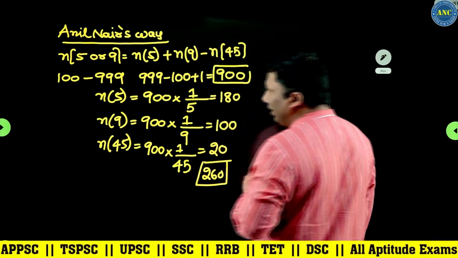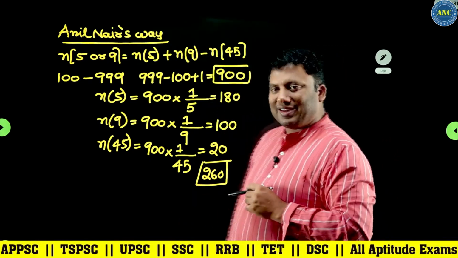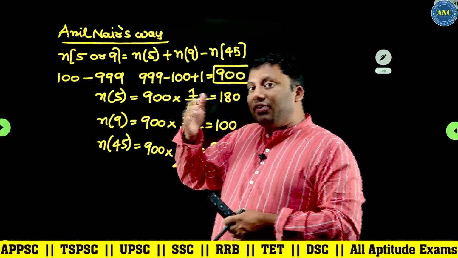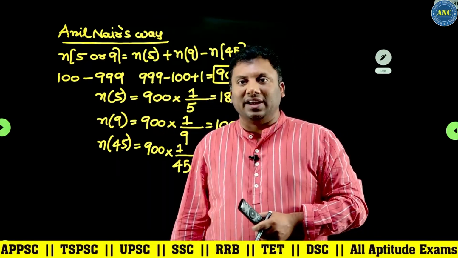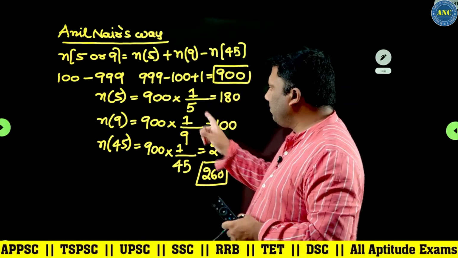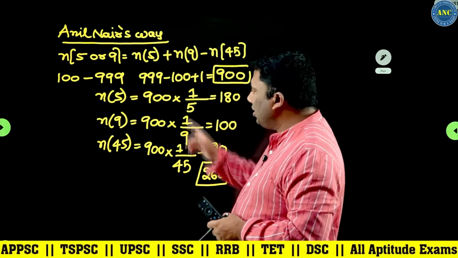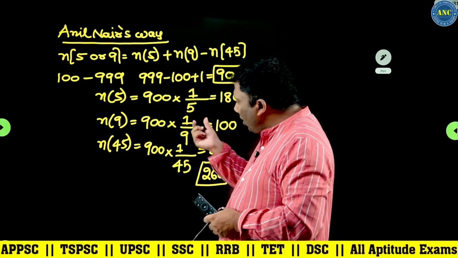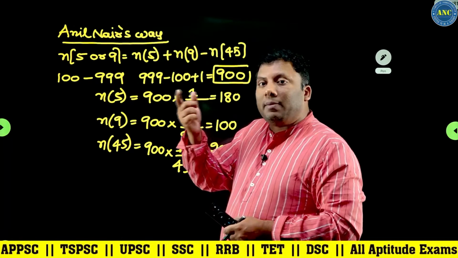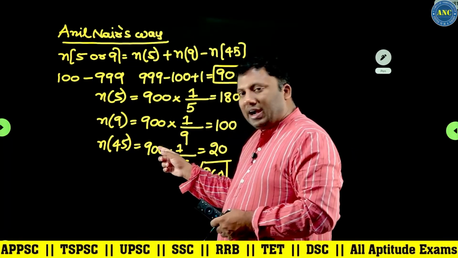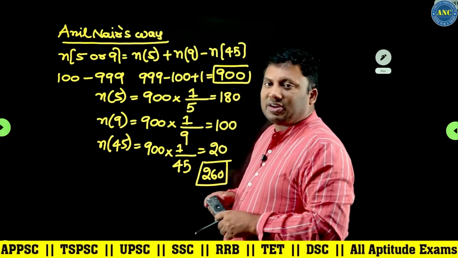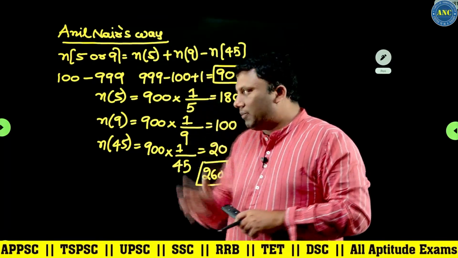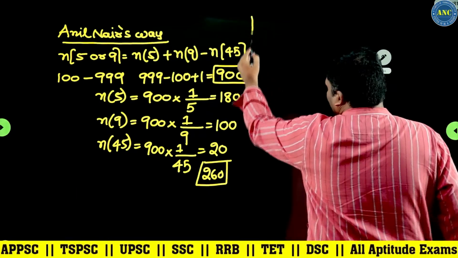How beautifully we can solve this kind of question. I hope the idea is clear. Out of 900 total 3-digit numbers, for every 5 consecutive numbers, one number is divisible, so 900 by 5 is 180. For every 9 numbers, one number will be divisible. For every 45 numbers, one number will be divisible. I hope the idea is very much clear. You can save a lot of time.